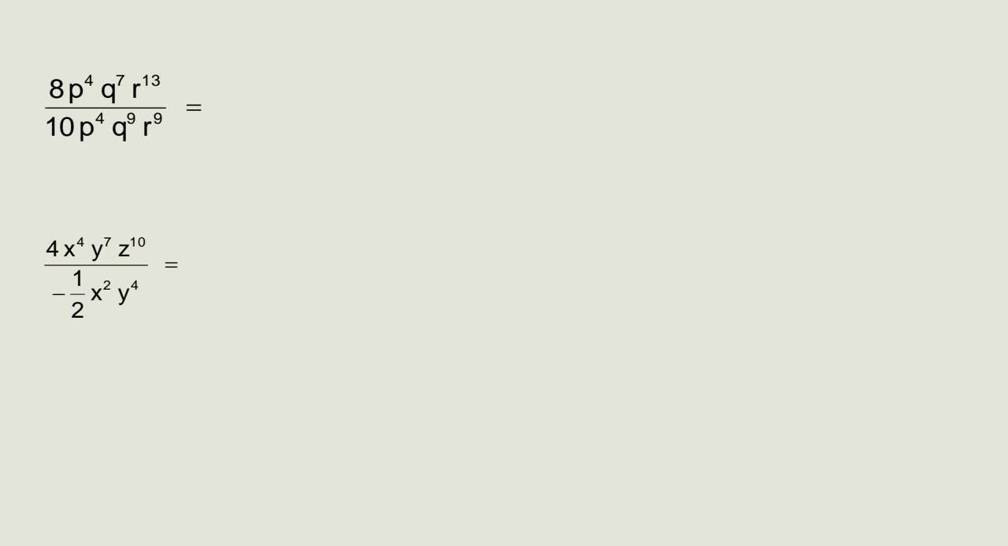Okay. So, my 8 over 10, I'm just going to write it out and leave it. We'll figure out if we can reduce it later. I have 4 take away 4. I have q to the 7 take away 9. And I have r to the 13 take away 9. So 8 over 10 doesn't become a whole number, but it can be reduced. So we can actually get that into a lowest terms fraction.